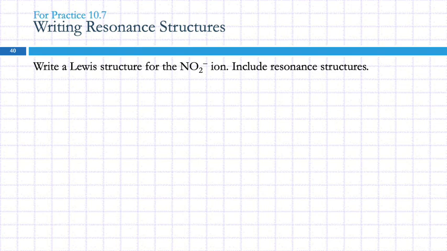Write a Lewis structure for the nitrite ion, NO2 minus. Include resonance structures.